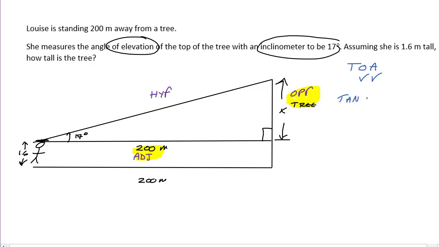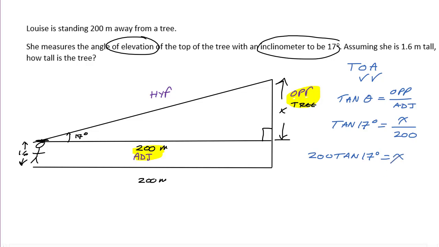So tan is pretty common in a lot of questions. You'll find a lot of word problems, sometimes more than sine and cos. Tan of an angle is opposite over adjacent. So let's sub in what we know. We know the angle is 17 degrees. The opposite we're just going to call x, and the adjacent we're going to call 200. All right, so we're just going to go, what's 200 times tan of 17? Very similar question to our last problem.